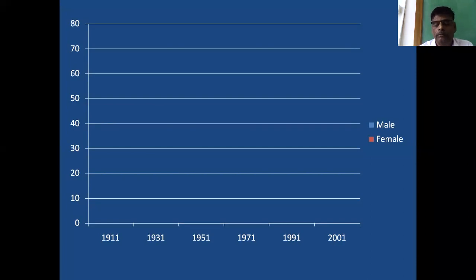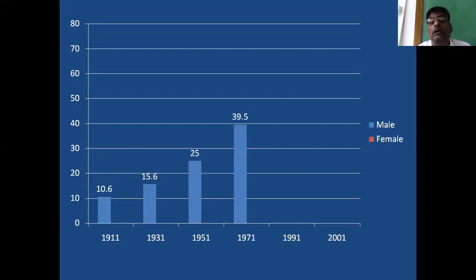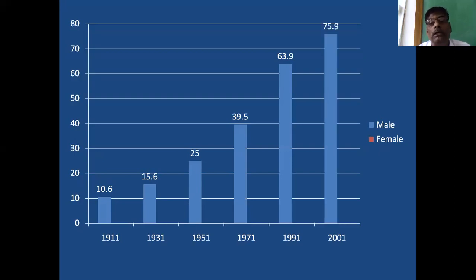Then I enter the data one by one. This is the literacy percentage of men, sorry, male. Male 1911, 10.6. Then 1931, 15.6. Then 1951, 25%. 1971, 39.5%. Then 1991, 63.9%. 2001, 75.9%. This is the percentage of literacy of men, that means the male population.